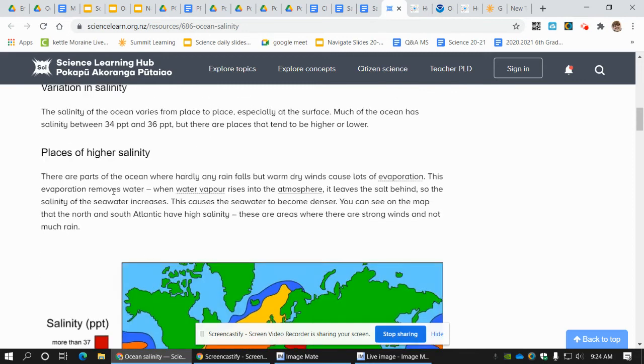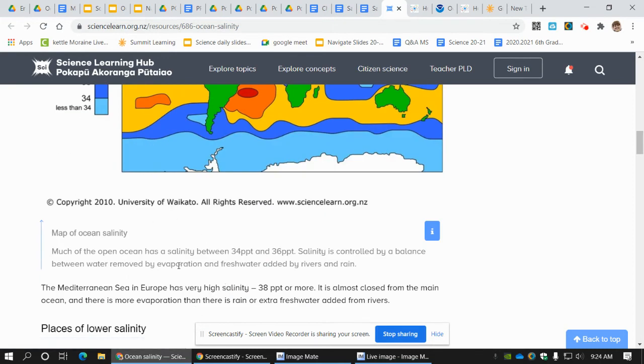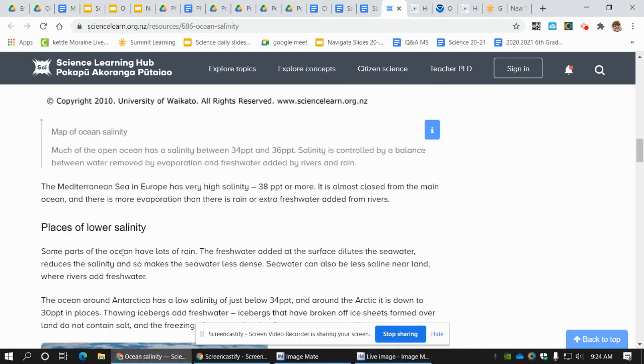It talks about where you have higher salinity. So the higher salinities are those reds and the lower salinities are the blue when you're looking at this map. And so there's some information in here that's going to, again, help you answer these questions right here. Which oceans have lower salinity? You're going to look at the map. You're going to look at the article. What makes the oceans have lower salinity? That's where you want to, again, include and read where it says places of lower salinity and why.